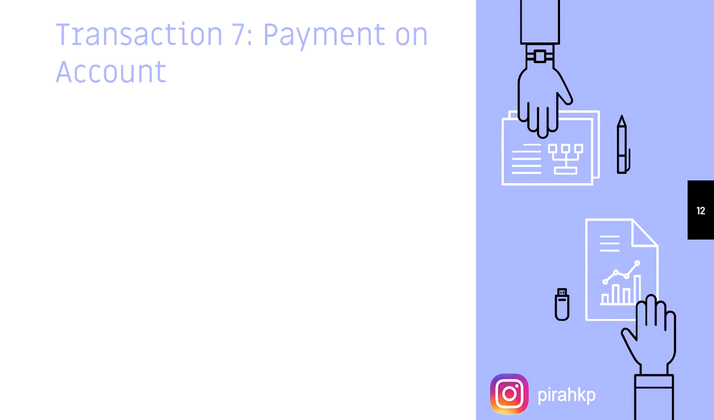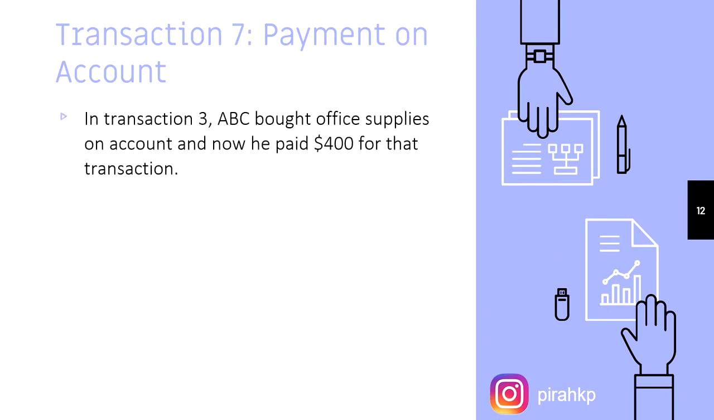Okay, now next one is payment on account. So remember we actually had a transaction in transaction 3 where we bought office supplies on account.